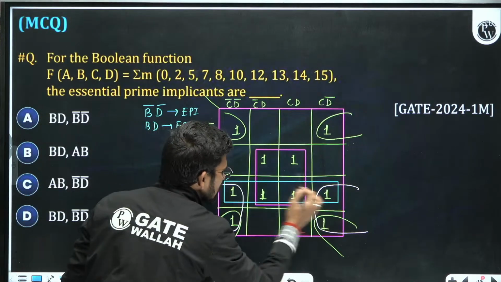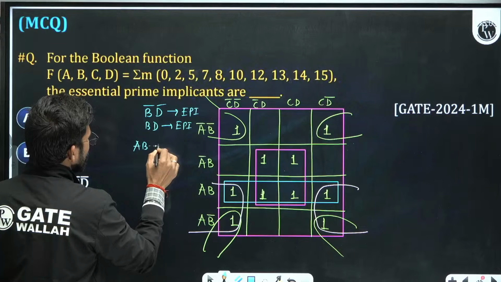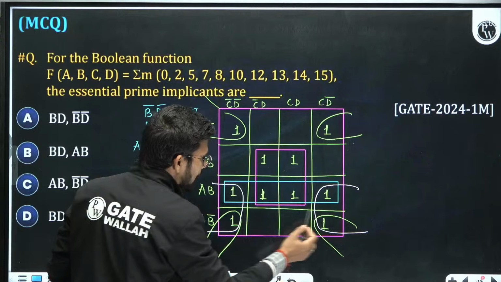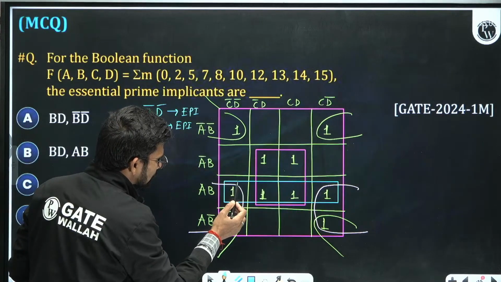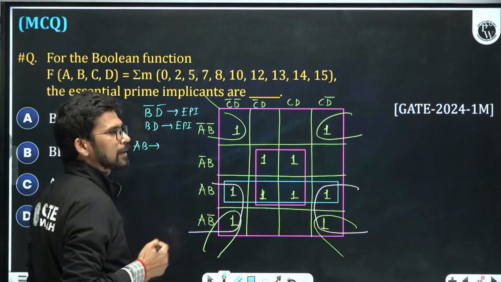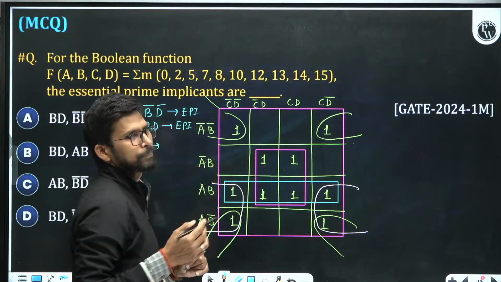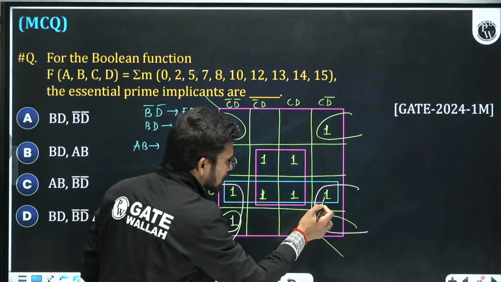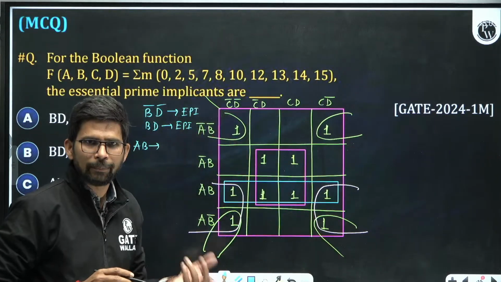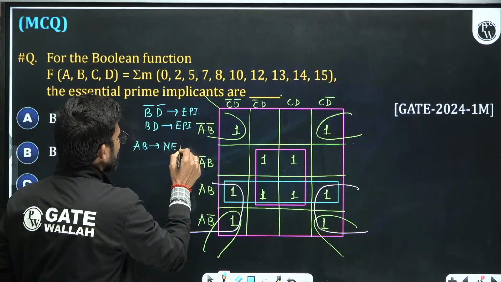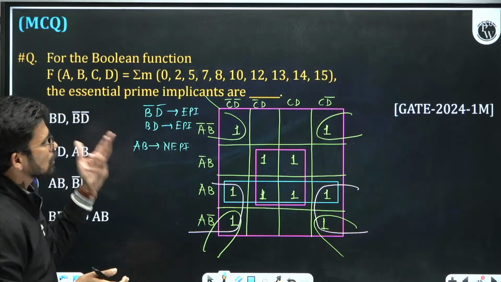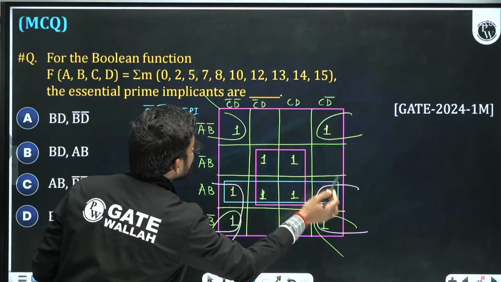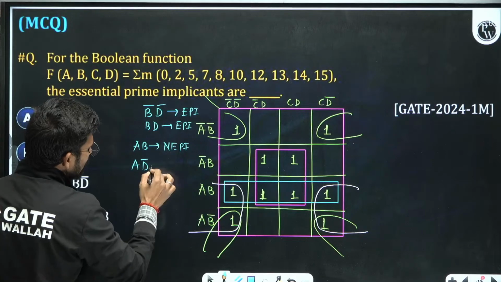Now let's check this horizontal prime implicant, AB. There are 4 prime implicants. Okay, AB. This one can be covered by this green prime implicant, but it can also be covered by this white prime implicant. This one can be covered by this pink prime implicant also. This one can be covered by this white prime implicant also. So it is a non-essential prime implicant. It is a prime implicant for sure, but it is non-essential. Now the 4th prime implicant, let's check this. This is A and this is D bar, AD bar. It is also a prime implicant, from here A and from here D bar.